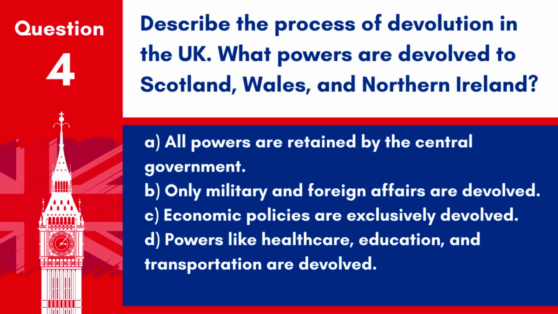Question 4. Describe the process of devolution in the UK. What powers are devolved to Scotland, Wales, and Northern Ireland? A. All powers are retained by the central government. B. Only military and foreign affairs are devolved. C. Economic policies are exclusively devolved. D. Powers like healthcare, education, and transportation are devolved.